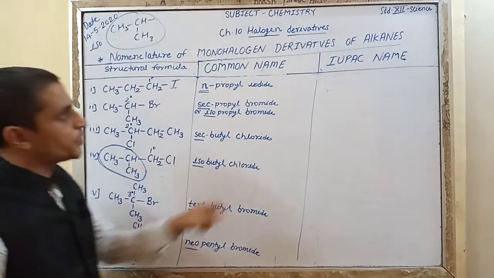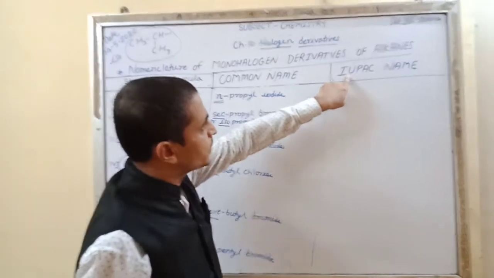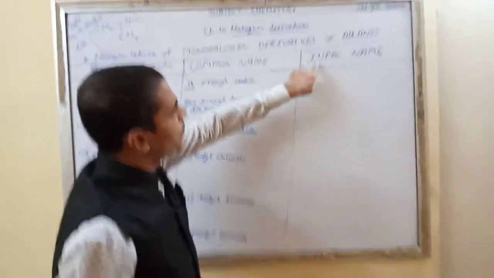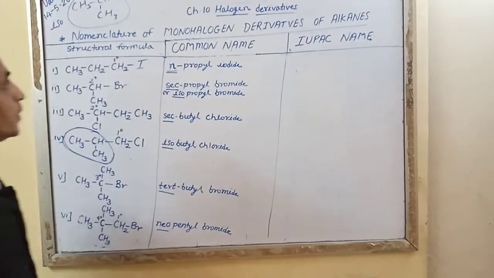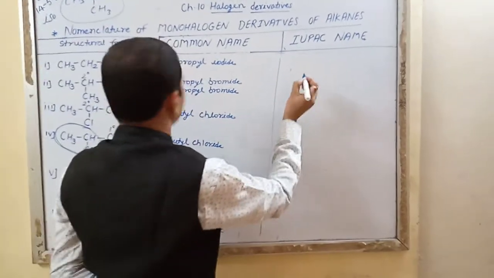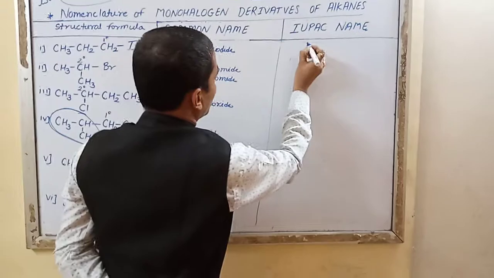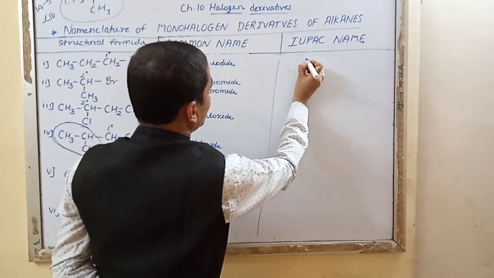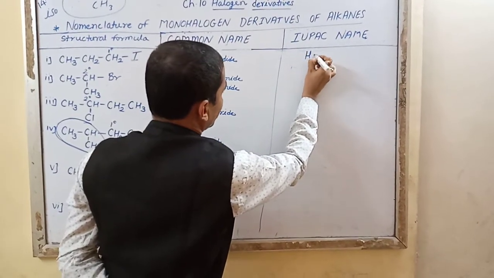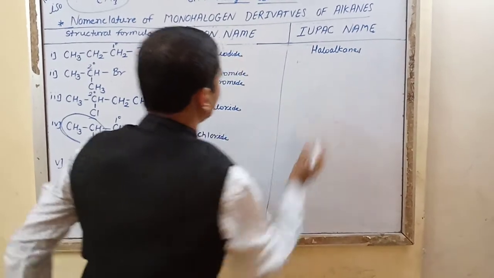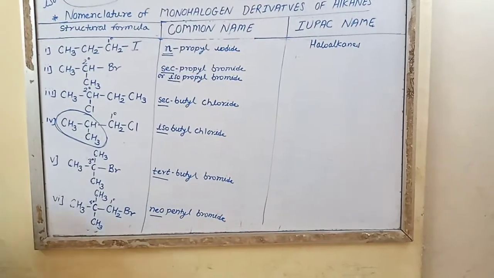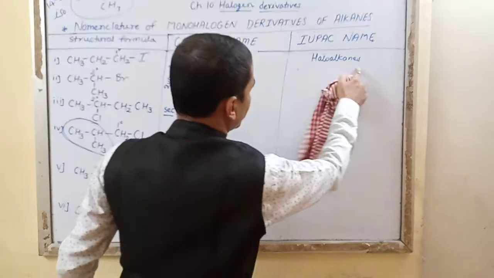Now come to the IUPAC name. The full form of IUPAC is the International Union of Pure and Applied Chemistry. In IUPAC names, I told that monohalogen derivatives of alkanes are named as haloalkanes. In this manner, we have to give the IUPAC name to the different structures. Remember: haloalkane.